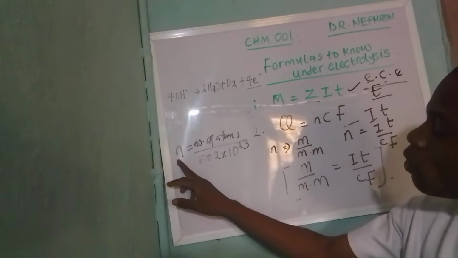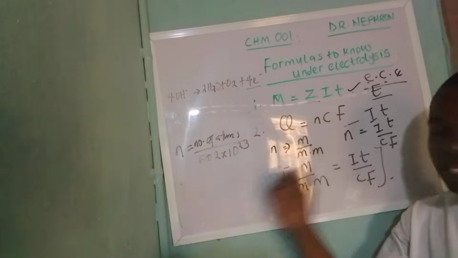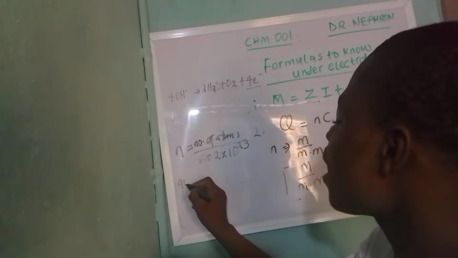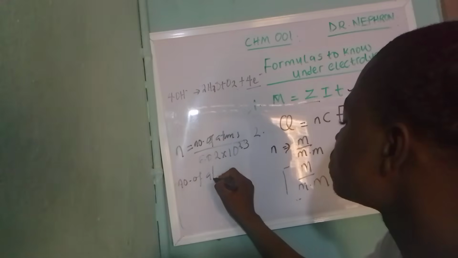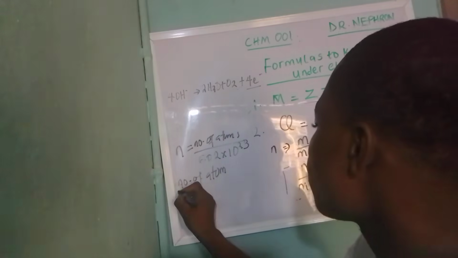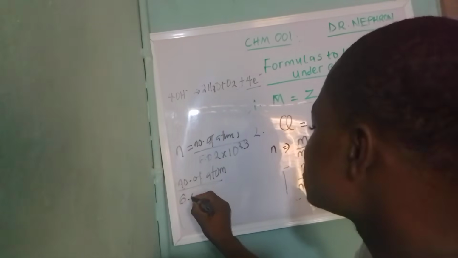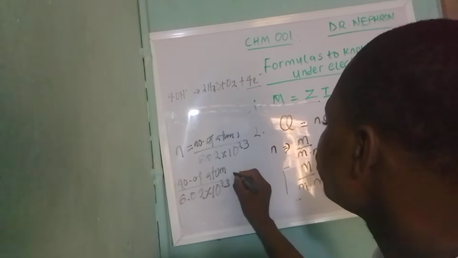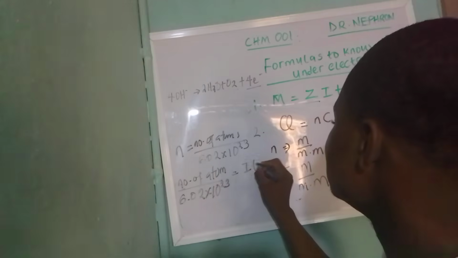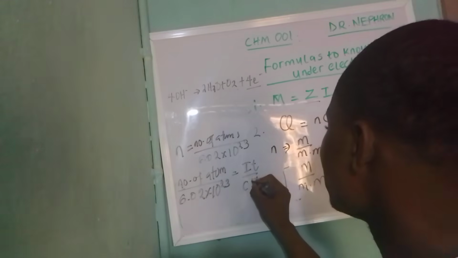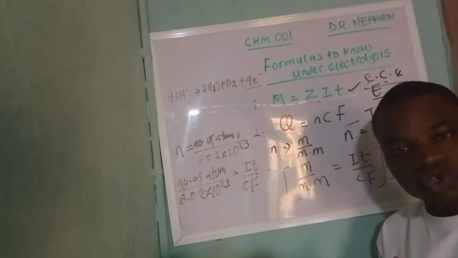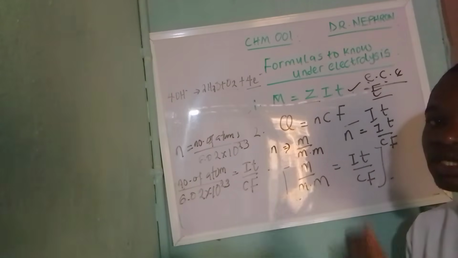So now, if your number of moles is given as this, that means this formula can now change to number of atoms over 6.02 times 10 raised to power 23 equal to IT over CF. I hope you are getting that. So different formulas. So just know all your formulas for the number of moles.